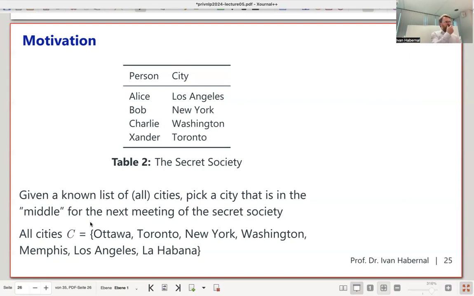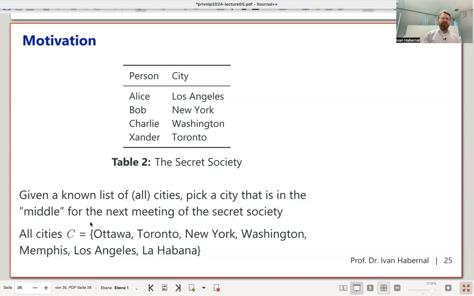And they don't know of each other where they live. They shouldn't know anything about each other because this is a secret society. Maybe they have some stash of money or something like that. And they want to make a meeting, and they want to meet in the middle. So they want to pick a city where the next meeting should take place, and it should be in the middle, since they can drive a car maybe. So middle in terms of GPS coordinates.